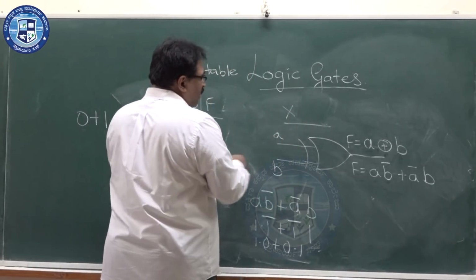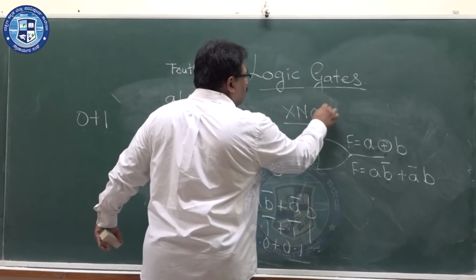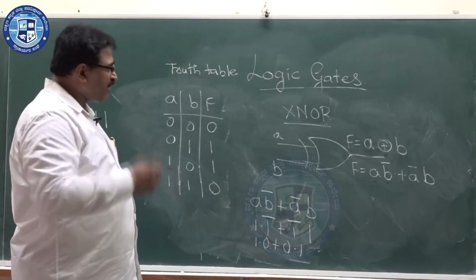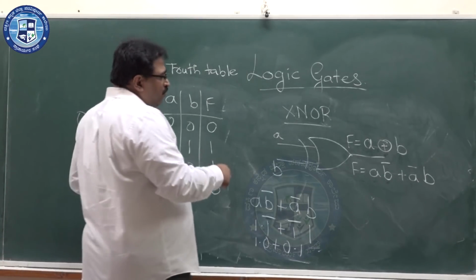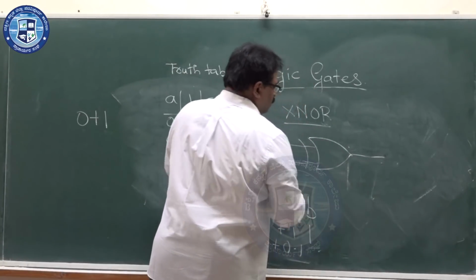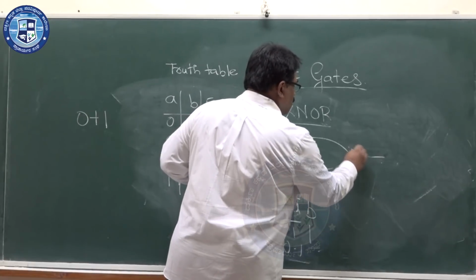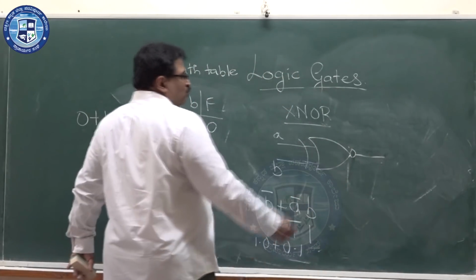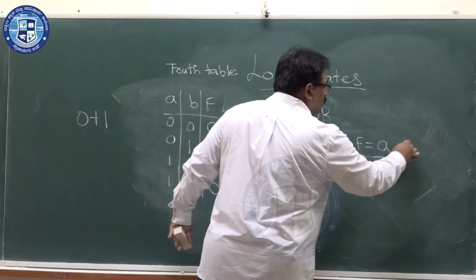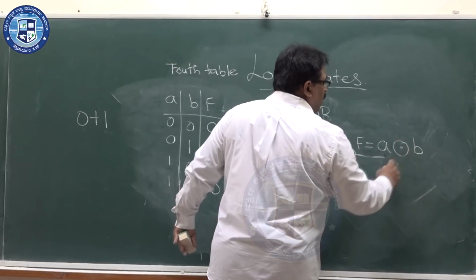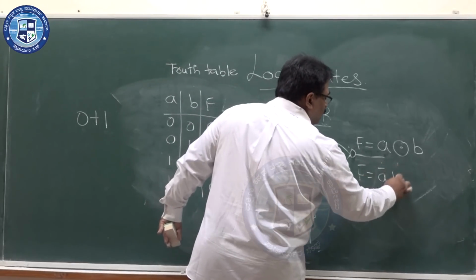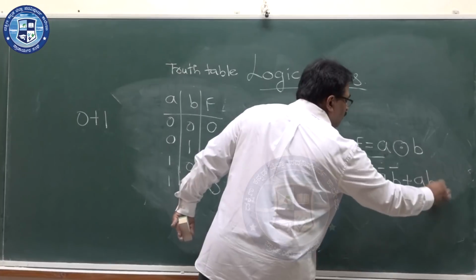The next one is exclusive NOR gate, that is XNOR gate, the last one. Again, this is a derived gate. So if A and B are the input, how do you write it down? F is equal to A XNOR B, or we can write the expression as A bar B bar plus AB.